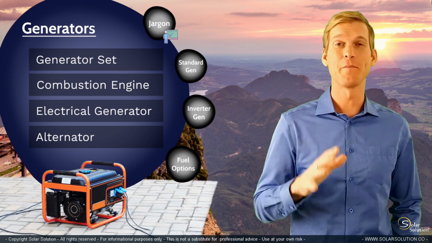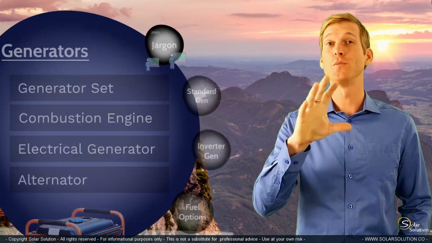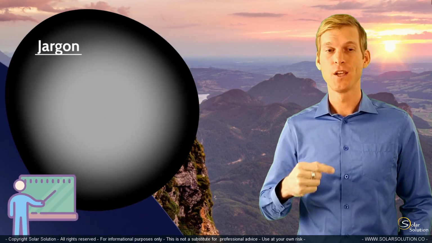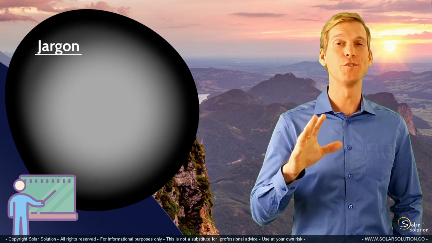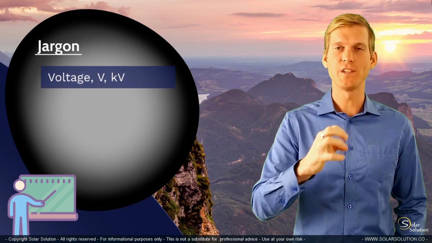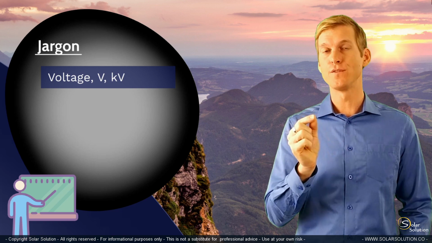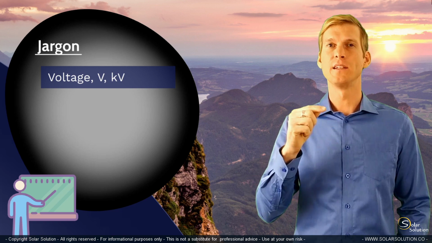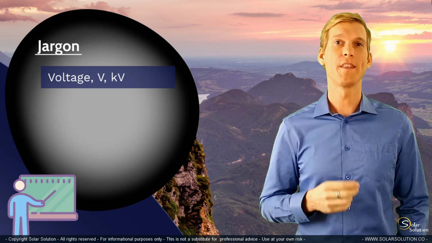So first, let's get some theory out of the way and look at the technical jargon, so the kind of terminology that we often come across when we're talking about and looking into the topic of generators. So the most obvious one is regarding the operating voltage of the generator. So the voltage is the electrical pressure, if you will. It's indicated in volts. Sometimes it's indicated in kilovolts, kV. So 1 kilovolt equals 1000 volts.